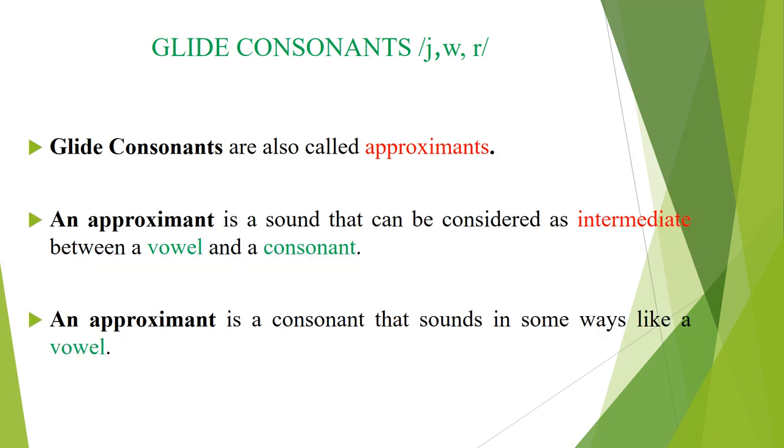Glide consonants are also called approximants. Then they are called either glides or glide consonants, semivowels or approximants. They are called approximants because they are considered as intermediate between a vowel and a consonant. An approximant is a consonant that sounds in some ways like a vowel.